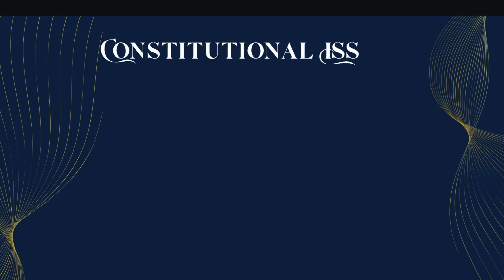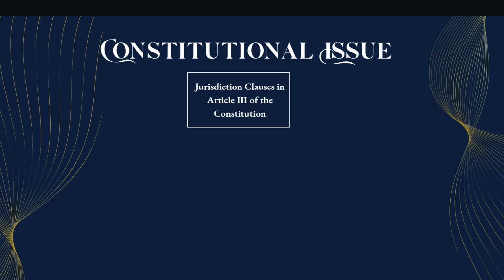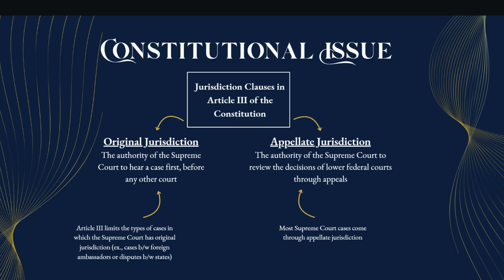In order to answer the third question, the Supreme Court had to interpret Article 3 of the Constitution. Article 3 establishes the judicial branch of government and defines the Supreme Court's jurisdiction over court cases. There are two distinct types of jurisdiction mentioned in Article 3. Original jurisdiction is the authority of the Supreme Court to hear a case first, before any other court. Article 3 limits the types of cases that are classified under original jurisdiction to very specific scenarios, such as a dispute between states. The second type of jurisdiction is appellate jurisdiction. Appellate jurisdiction allows the Supreme Court to review the decisions of lower federal courts through appeals. Most cases reach the Supreme Court through appellate jurisdiction.